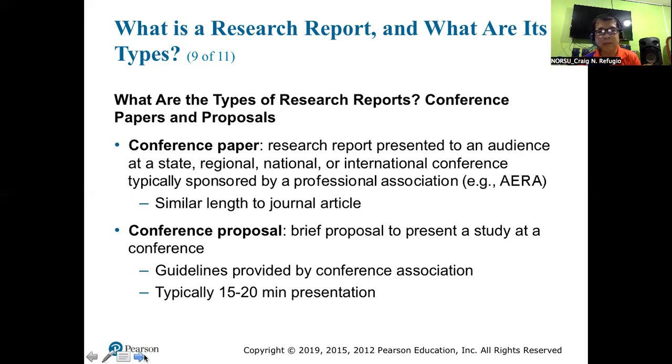Conference proposal, so a brief proposal to present a study at a conference. Guidelines are provided by the conference association. For every conference you can find the guidelines about the conference proposal, and even for the conference paper, guidelines are provided by the organizer or the professional organization that sponsors the conference. Typically, a 15 to 20-minute presentation is used.